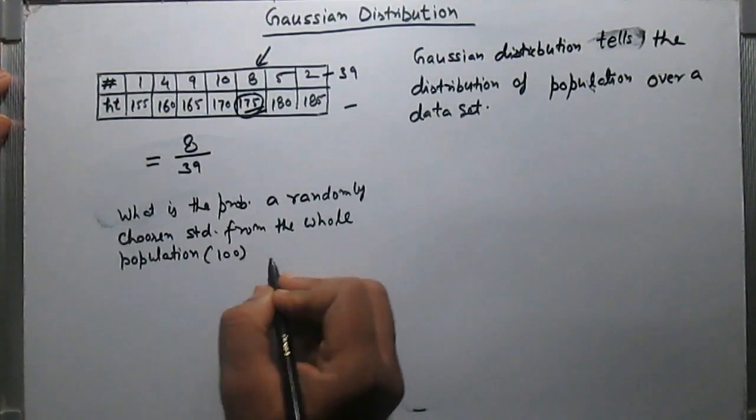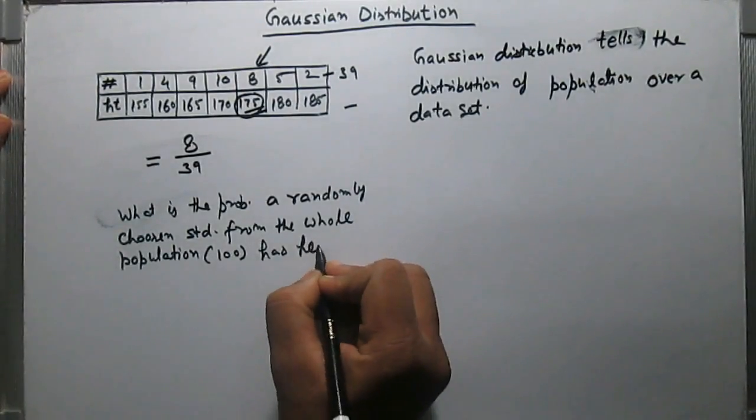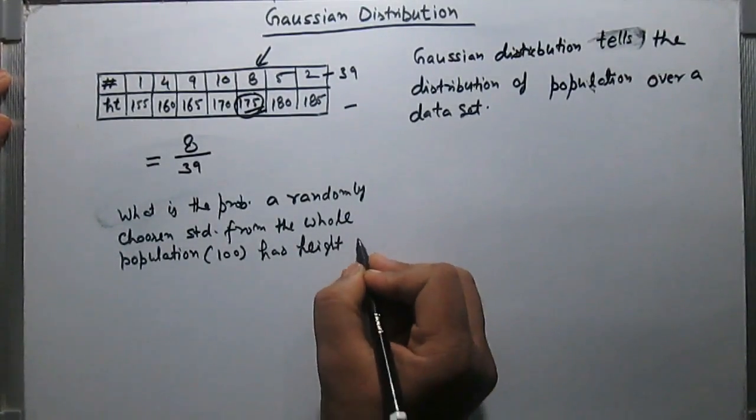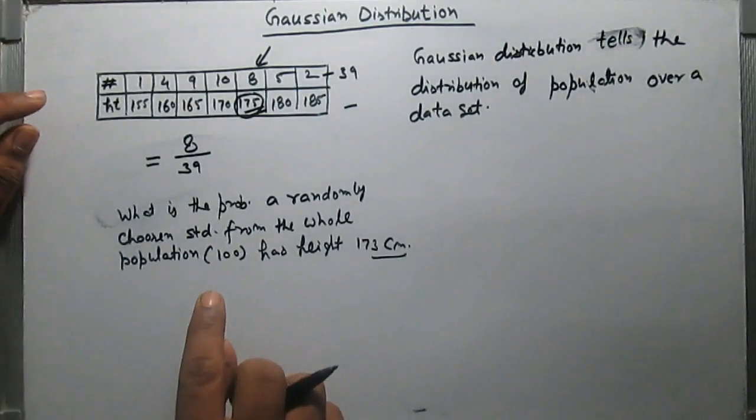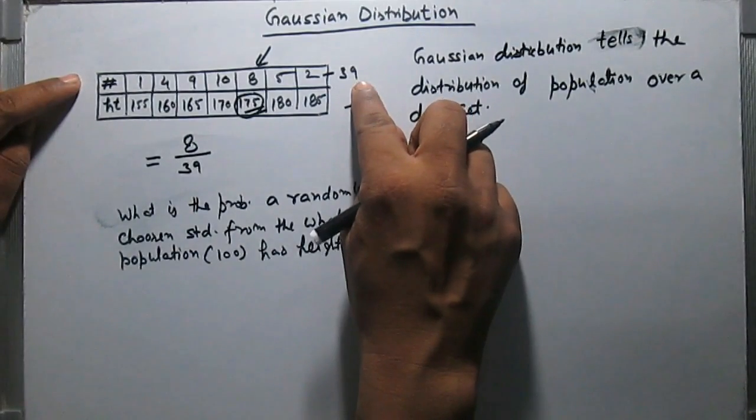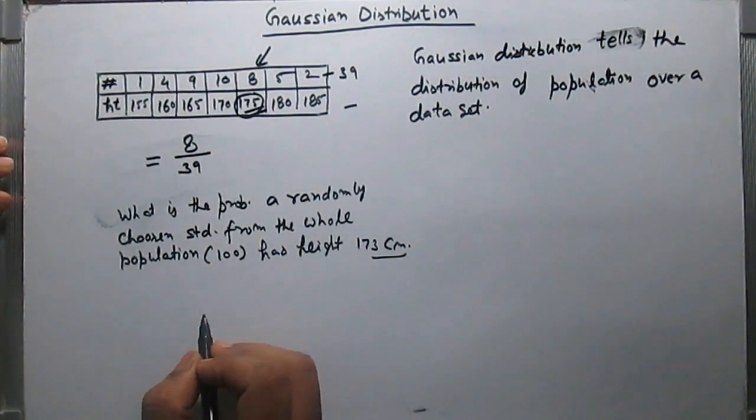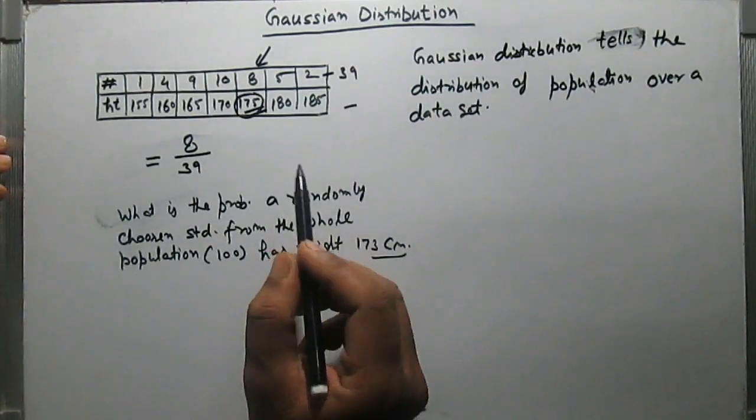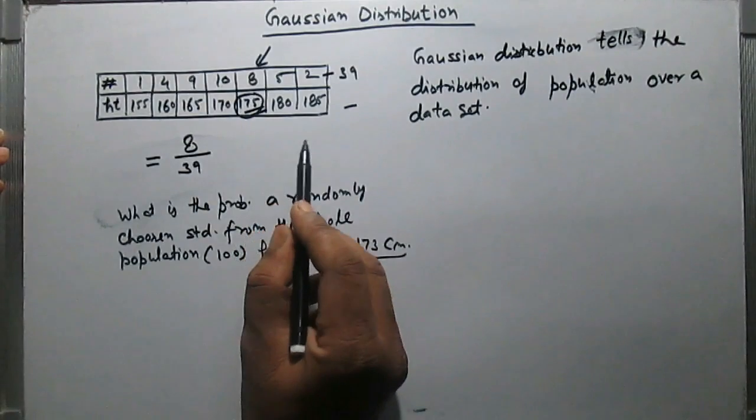which is 100, has height 173 centimeter, and out of these 100 students, this data set of 39 students has been drawn. Now if we consider the data set, the probability comes out to be 0. It is very unlikely that 173 occurs in the drawn data set.